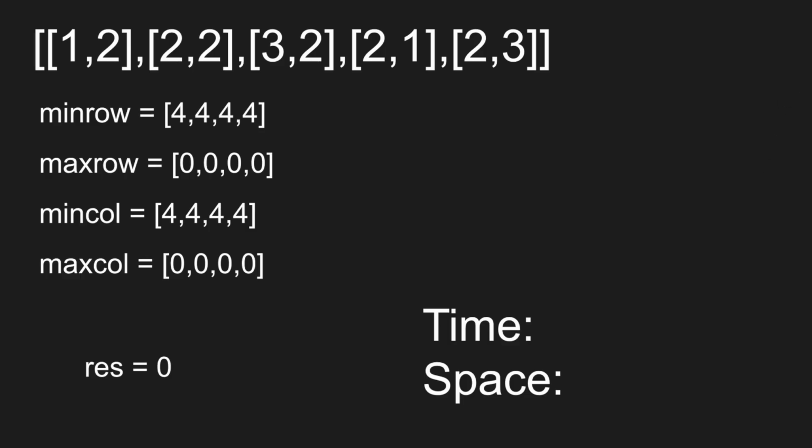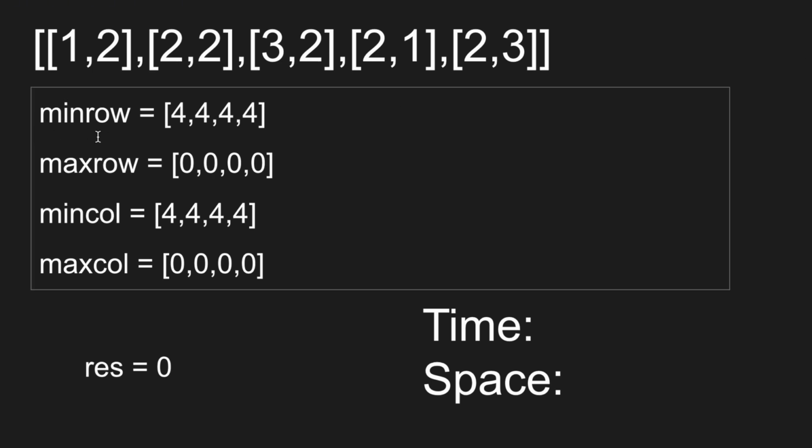Now that we have seen some examples, let's get to how we can solve this problem. One way we can solve this problem is we can set up 4 arrays. Min row will tell us the minimum possible row there is at each column. Max row will tell us the maximum row that is covered at each column. Min col will tell us the minimum column that is covered in each row, and max column will tell us the maximum column covered in each row.